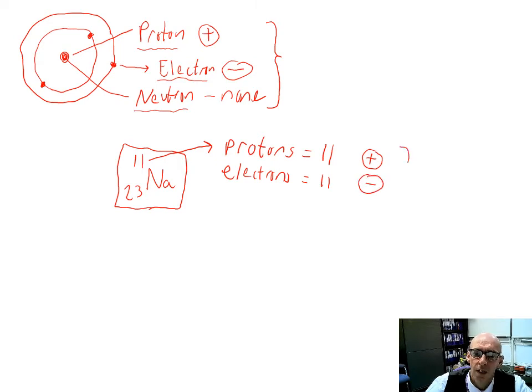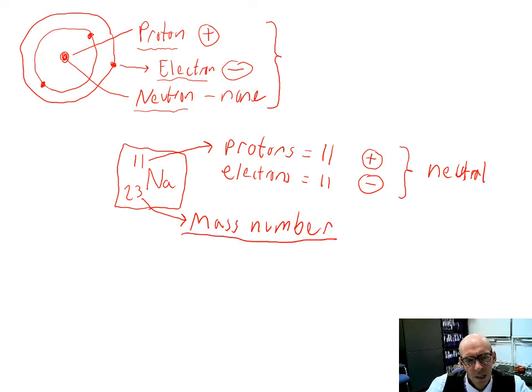11 negative charges. And that means if you've got 11 positives and 11 negatives, overall an atom has a neutral charge. So every atom always starts with a neutral charge. Now, this number down at the bottom is called the mass number. And that's how much one atom weighs in atomic mass units. So, this one weighs 23 in total.